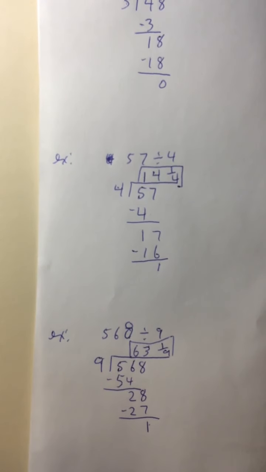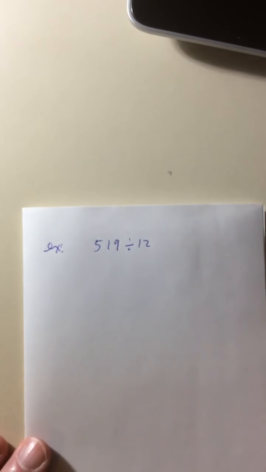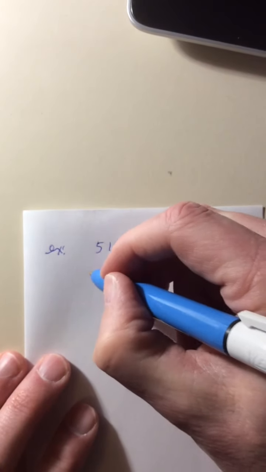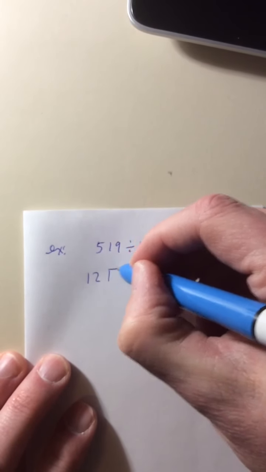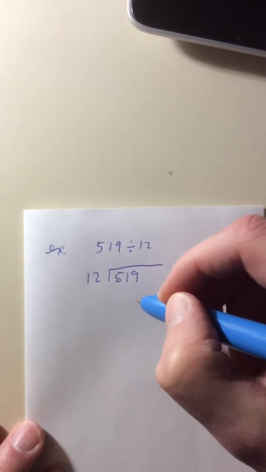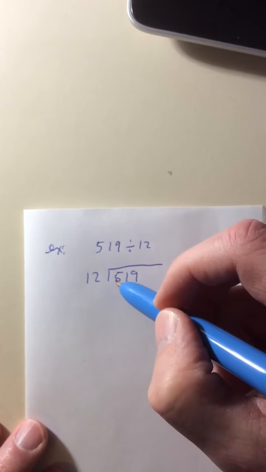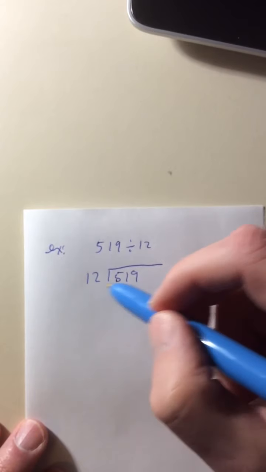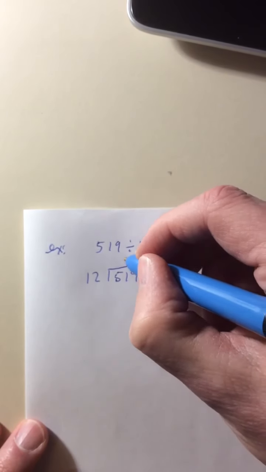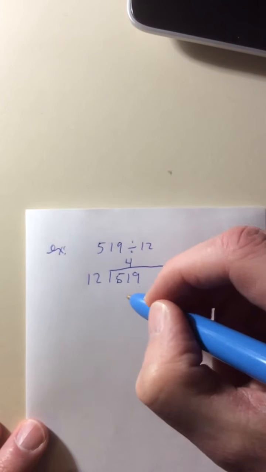And then I got one more problem for you, a little more challenging, numbers are a little bit bigger. Here we got 519 divided by 12. So we're going to divide by a 2-digit number this time. It's the same process, 12 on the outside, 519 on the inside. Is 12 going into 5? Certainly not. Is 12 going into 51? Not evenly, but we can get close because we know that 12 times 4 is 48.